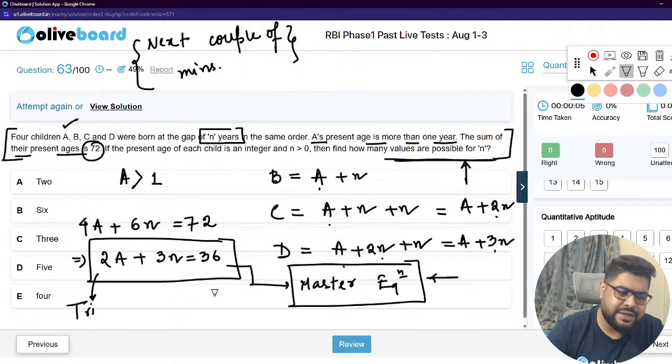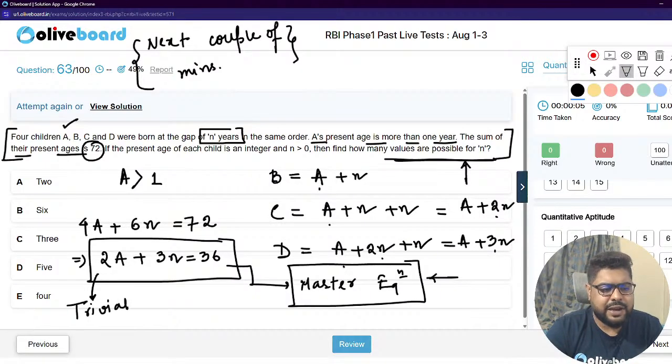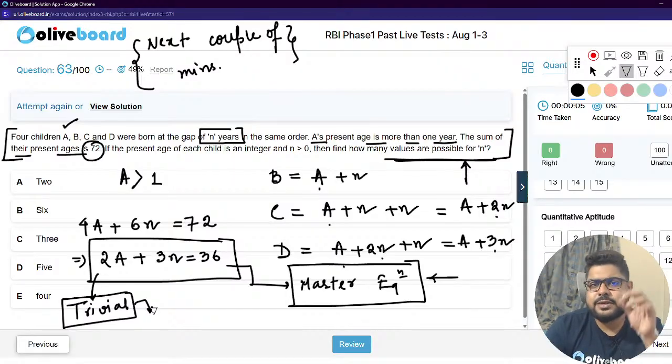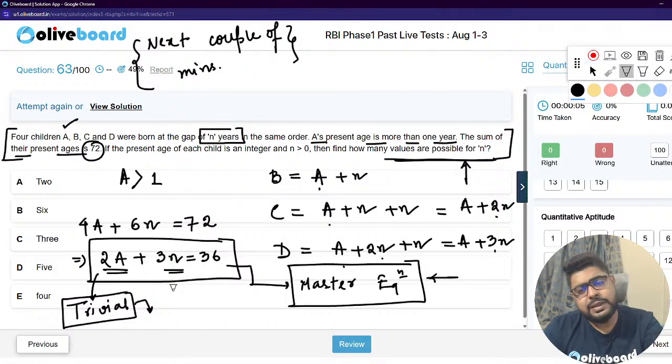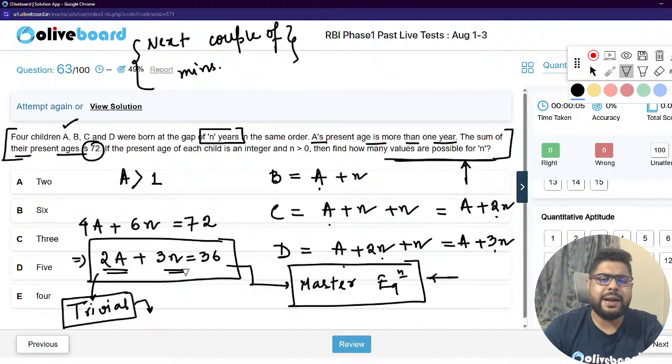Or I should not write trivial. Trivial actually represents 0. But again, trivial means the first value. First solution. You can either find the value for A or for N, anything goes. That has to be done manually. Manually baitha ke check karo. So I am putting A equal to 0. A equal to 0, so you will say N equal to 12.